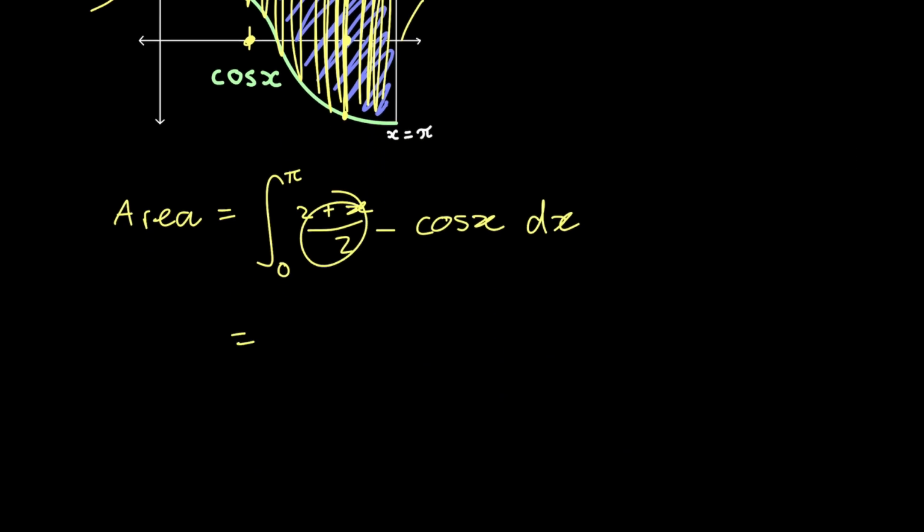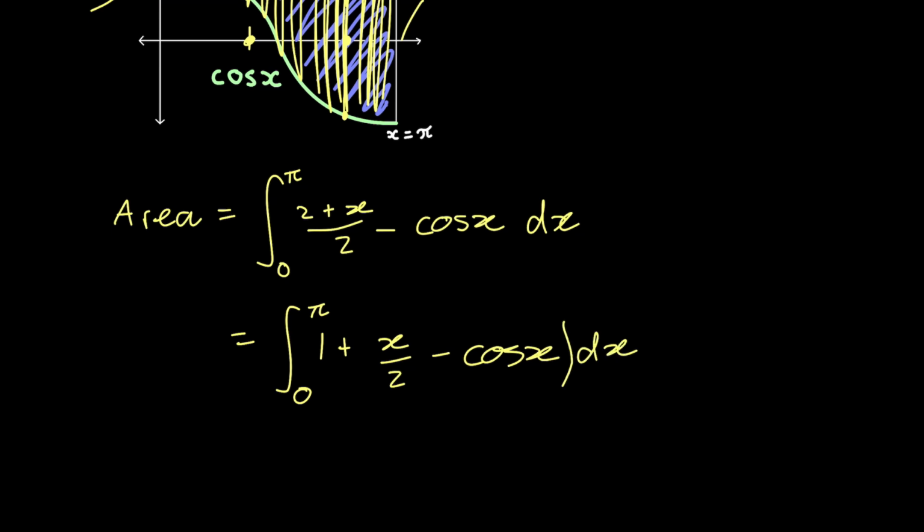Okay, so this can be split into 1 plus x over 2 minus cosine of x, and we're still doing the integral of that from 0 to pi in terms of x. These are now simple integrals that we can solve individually. The integral of 1 is just x. The integral of x over 2 is x squared over 4, because we've increased the exponent by 1 and divided by 2. If we are dividing by 2 twice, we have x squared over 4.